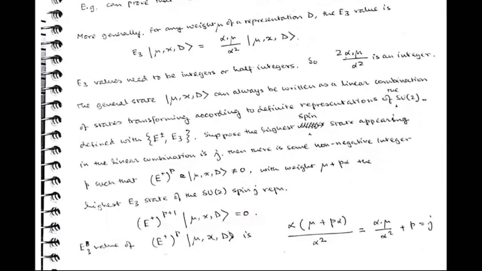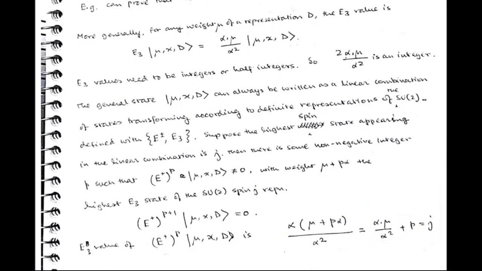Okay. Now the eigenvalue of E3 acting on this state is going to be given by alpha times mu plus alpha p by alpha squared. So this is going to be the J of that state, right? So this means that for this highest weight state, this is what we have. Okay, so this is J. This is the E3 eigenvalue. This is J.